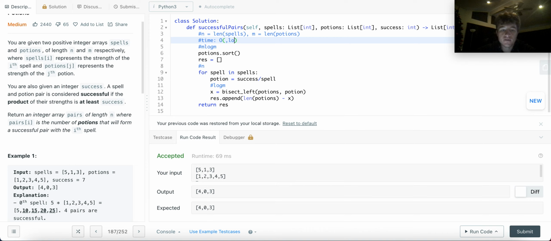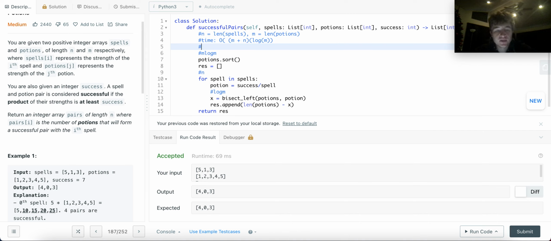So for time, that's big O of n log m. We'll do the m log m first for this, plus n log m. So for each n spells, you do a log m operation. And that could be simplified, I guess, if you wanted to, to m plus n log m. Kind of an interesting runtime. It's kind of funny. All right, and then what about for space?